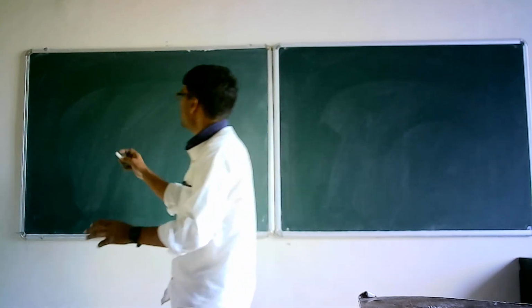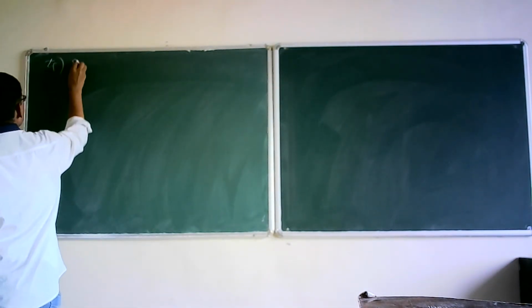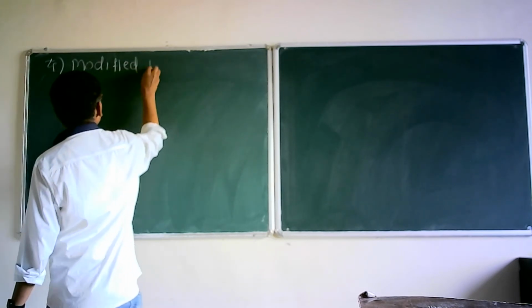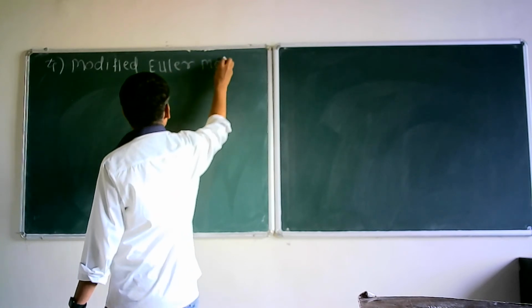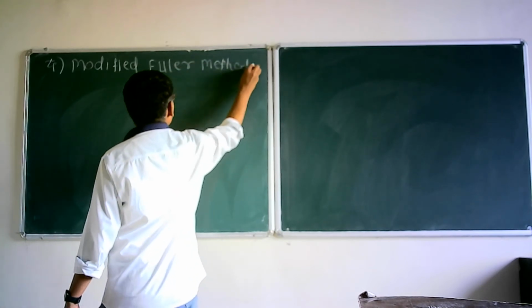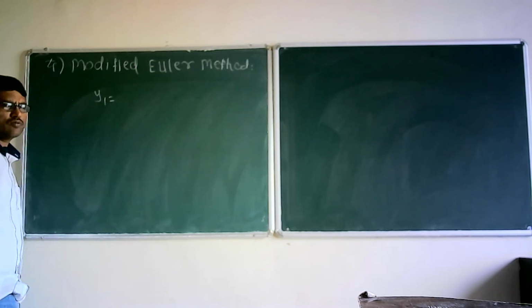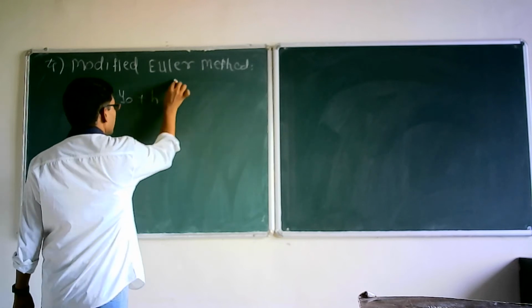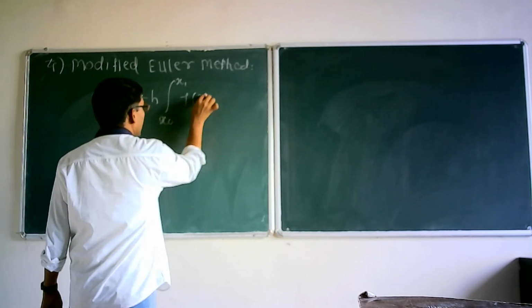So our next method is the modified Euler method. Now, all of us know the Euler formula. What is the Euler formula? y1 is equal to y0 plus h times the integration from x0 to x1 of f of x, y dx.